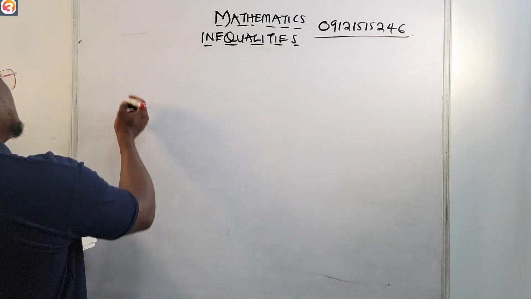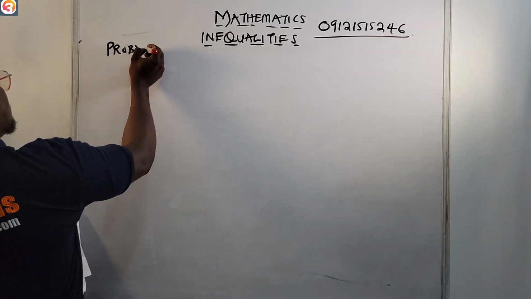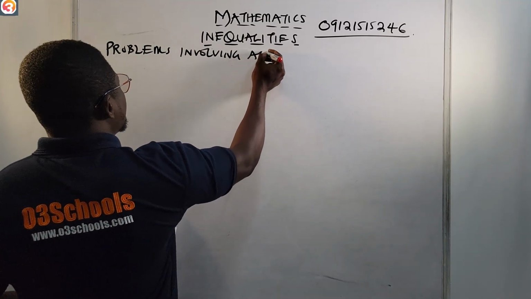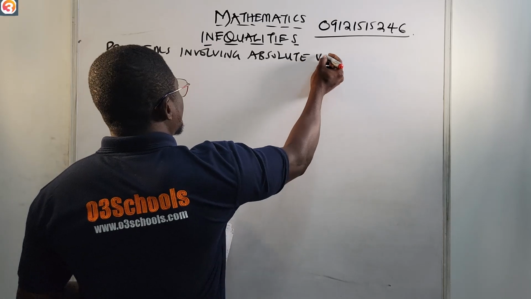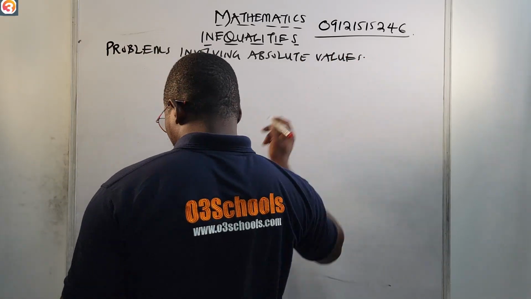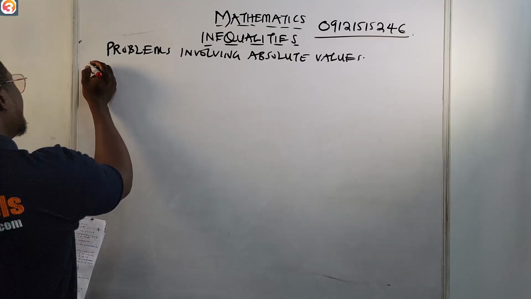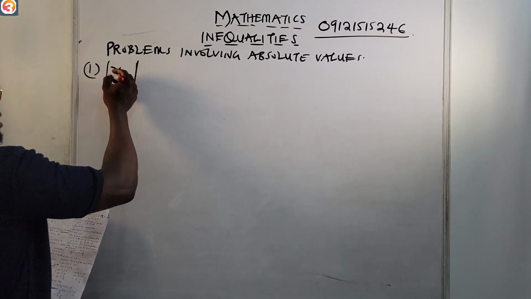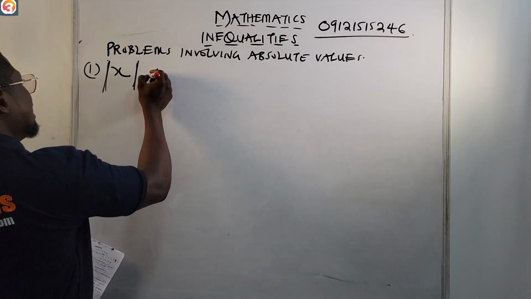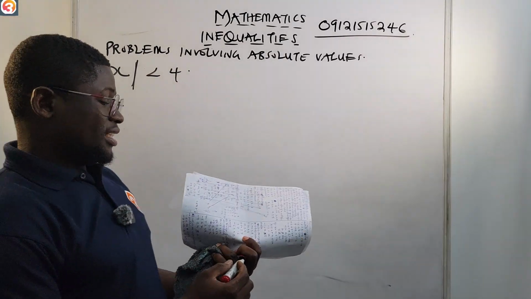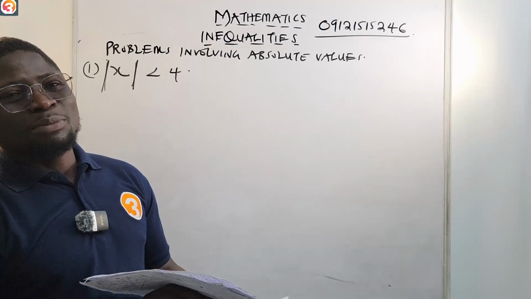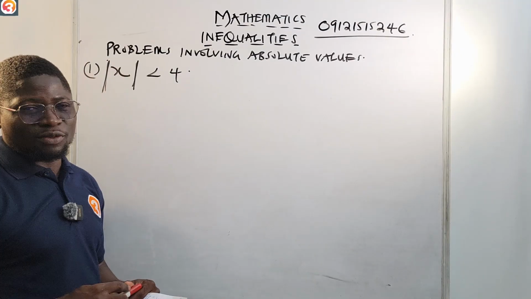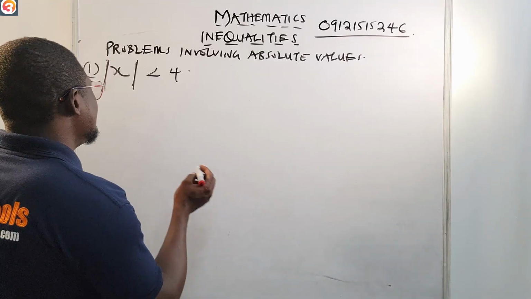So problems involving absolute values. Okay, let's take an example. Example number 1, |x|, like this symbol here, it represents what? Absolute value. Less than 4, for example. What's expected of us is very easy. It means that we're supposed to write 2 versions. We are expected to write 2 versions of this inequality.